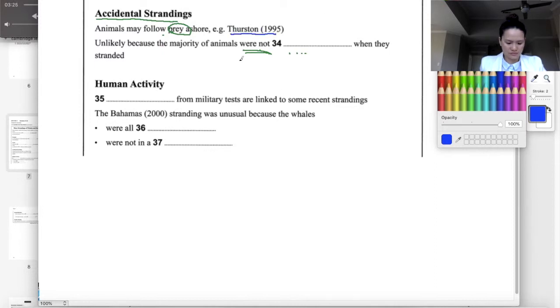However, this idea does not seem to hold true for the majority of mass strandings because examination of the animal's stomach contents revealed that most had not been feeding as they stranded.